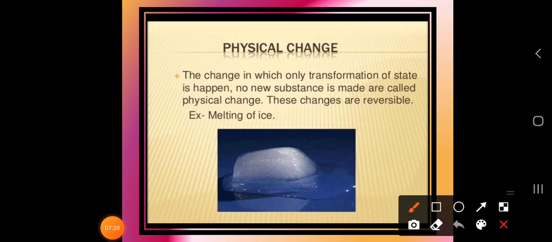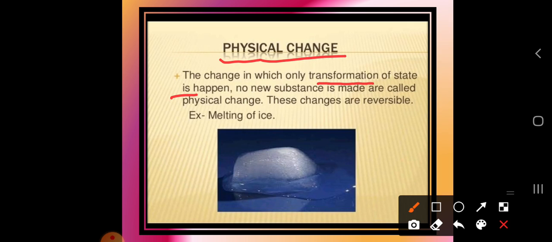Here we are going to discuss the physical change. So, dear students, this is the next concept, and it is time to learn it, because it is also one of the important concepts in our chapter, Is Matter Around Us Pure. So, what is a physical change? Physical change means the change in which only a transformation of state happens.